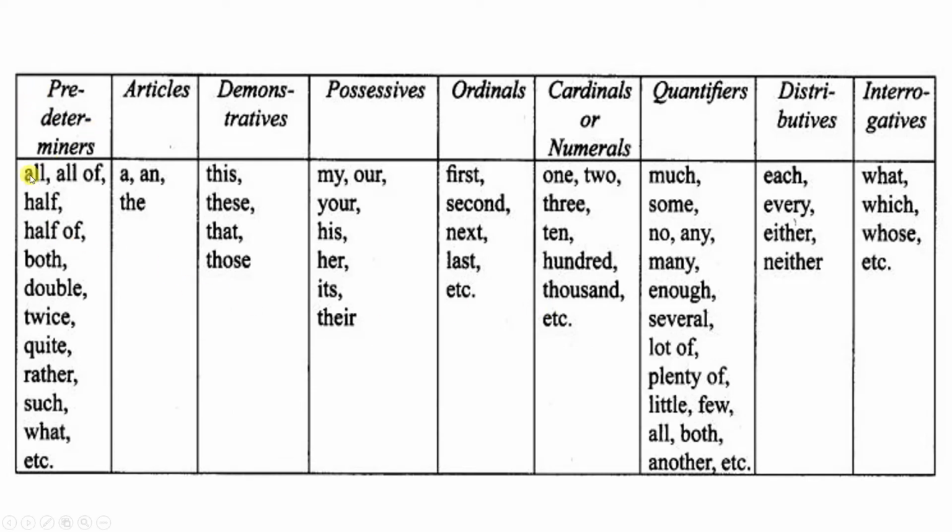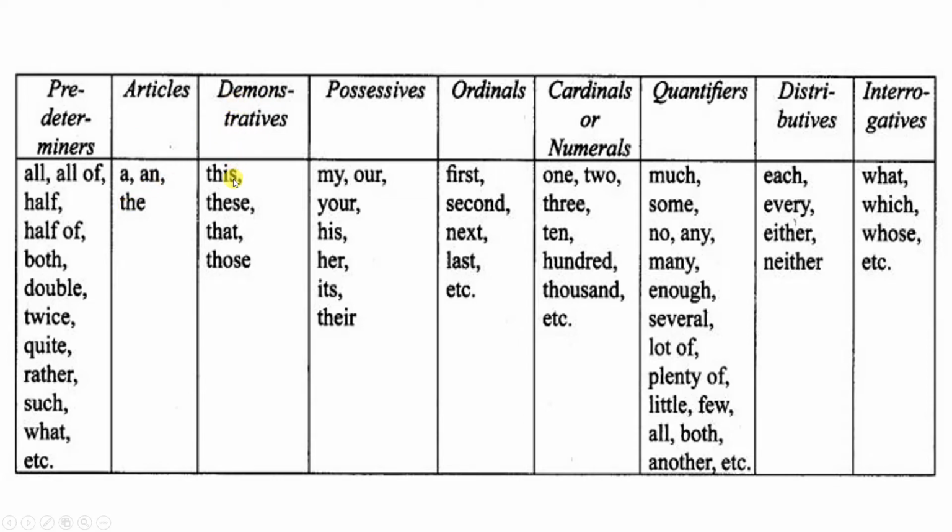Here you can see first is predeterminer. That means these determiners come before the determiner, that's why they are called predeterminers. Examples: all of, half, half of, both, double, twice, quite, rather, such, what, etc. are the predeterminers. Then articles, a, an, the are also determiners.